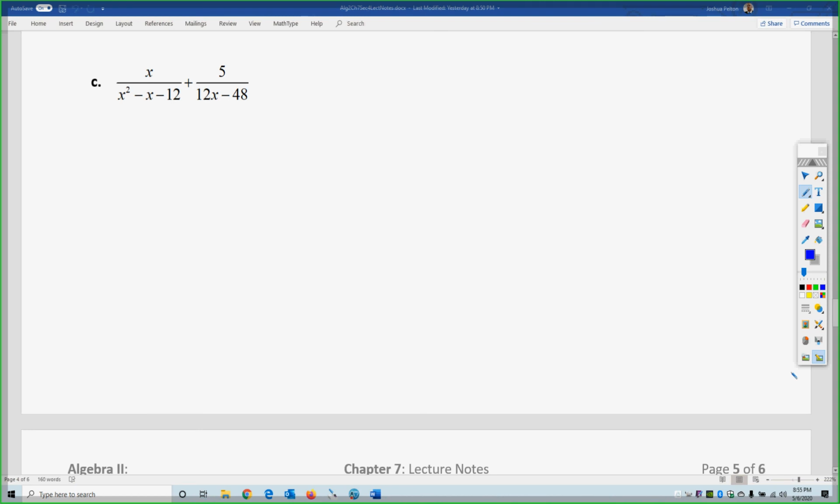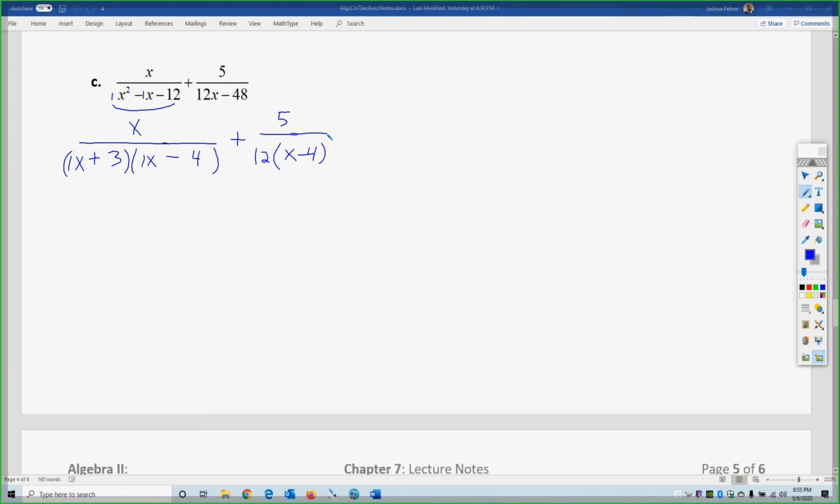Okay. So again, factor completely in the denominator. So we have x squared, that's a 1x, 1x. So 1 times negative 12 gives you negative 12. So the factors would be, let me think here, 3 and 4, but it has to be negative 4 and positive 3. They multiply to negative 12 and add to the negative 1 term. Plus 5 over, so the first one was quad form. This is factoring out. So I can factor out a 12, so that's x minus 4.